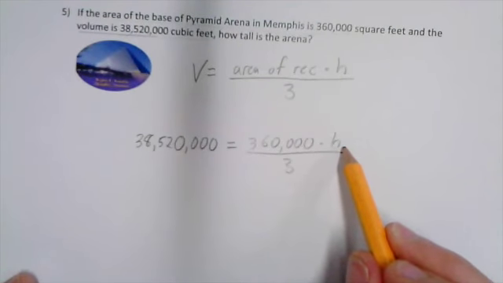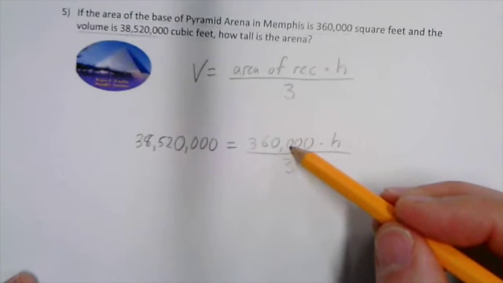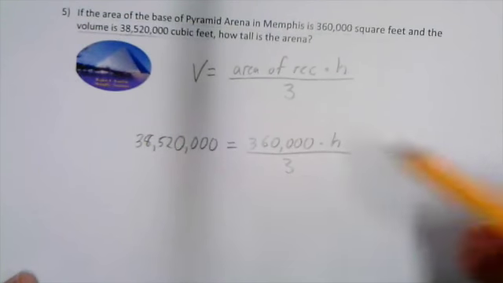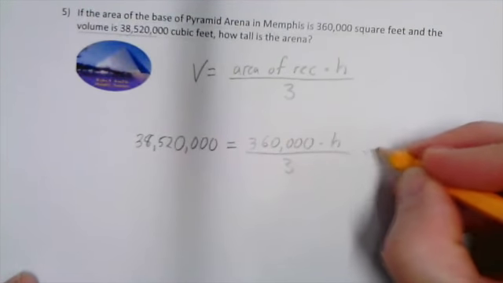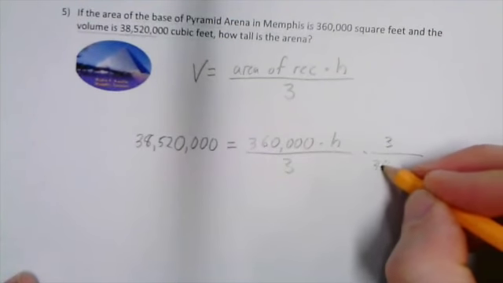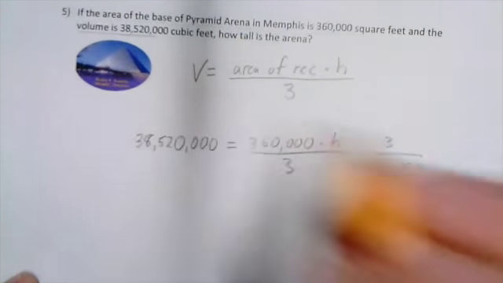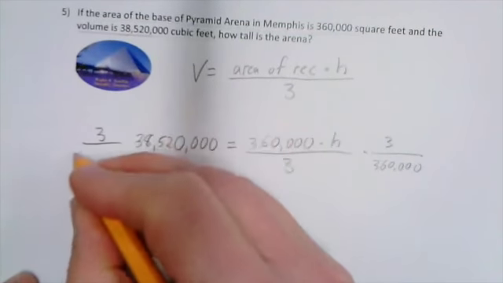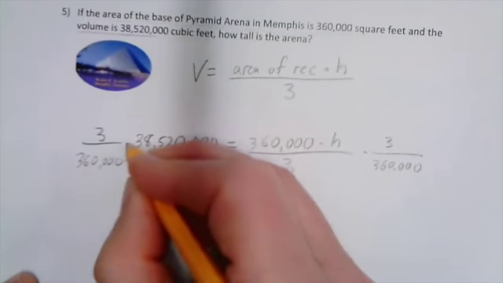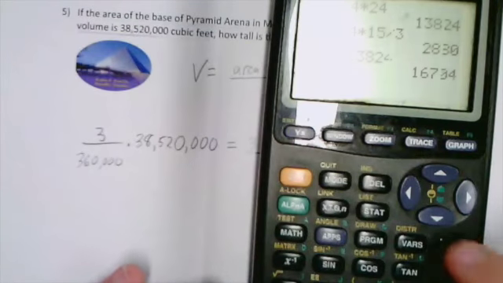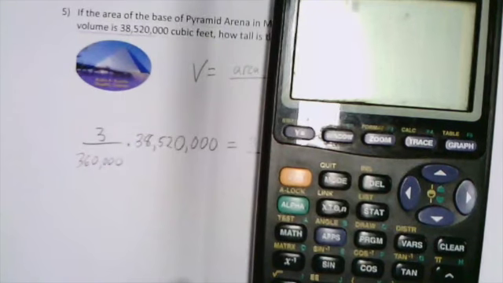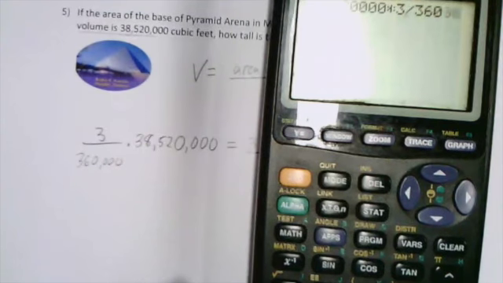Now I have to solve for h. How is h not by itself? It's being multiplied by 360,000 and it's being divided by 3. All right, so I'm going to do just the opposite. I'm going to multiply it by 3 and divide it by 360,000 from both sides. All right, so we're going to multiply by 3, divided by 360,000 on both sides. Okay, so if I take in my calculator, I'm going to multiply 38,520,000. I'm going to multiply that by 3 and divide that by 360,000.